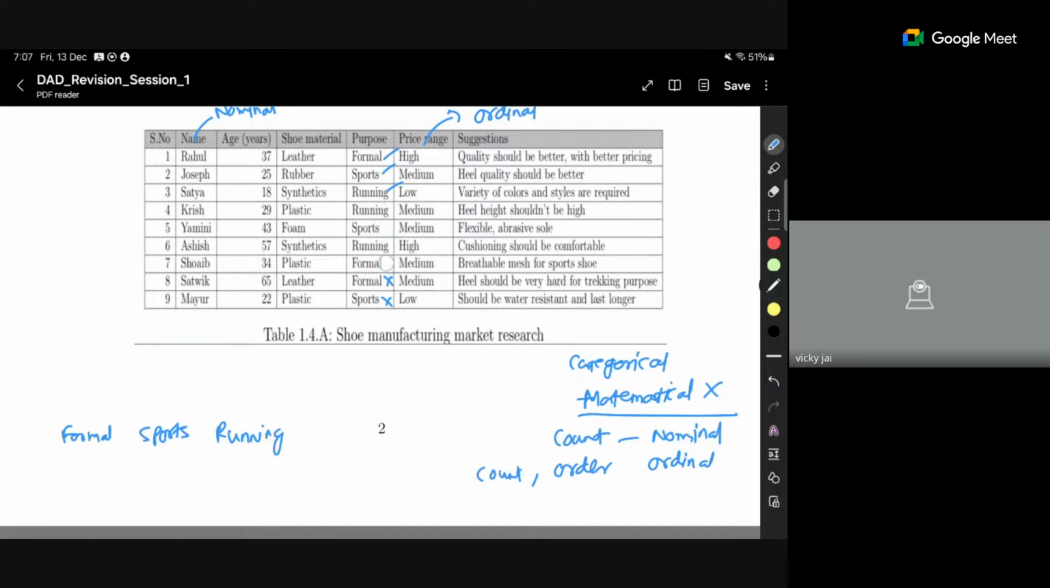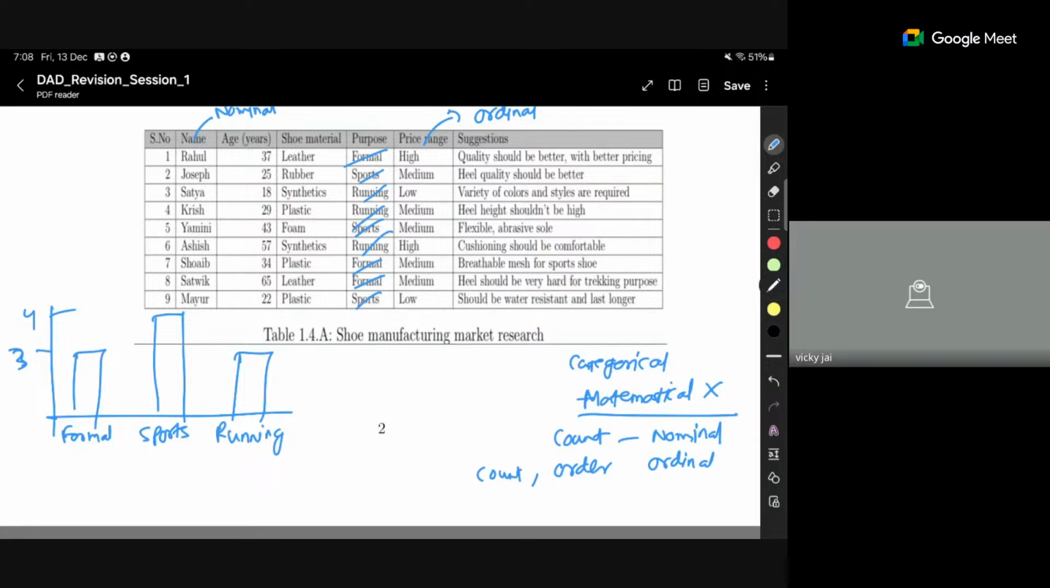Now you can write the count of each. How many formals are there? One, two, three. How many sports? One, two, three. I think they are all equal, so running is also three. I can draw the bar chart. The mode is always the one with the highest peak. If sports was four, then sports would have been the mode. So we do the counting, and whichever has the highest count will be the mode.